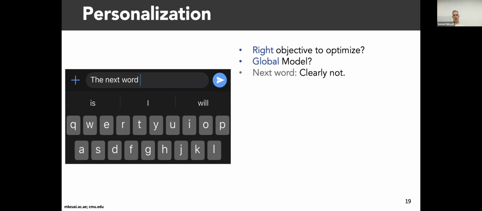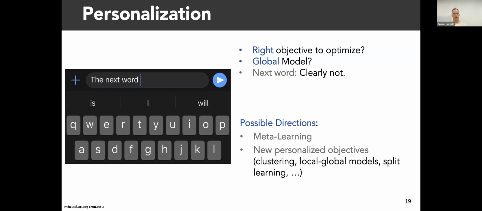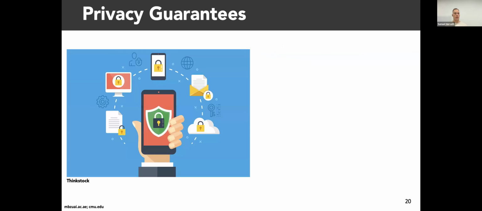For instance, take the next word prediction that we already discussed. A single model is clearly not ideal, as next word prediction pretty much depends on who is the writer. And this led to a lot of interesting directions, for instance, framing the federated learning problem as a meta learning problem, or introducing new personalized objectives, for instance based on clustering, and many other techniques that we will discuss later.